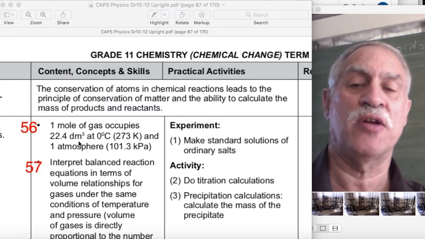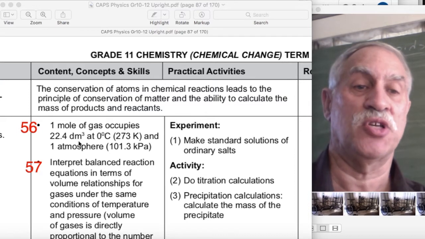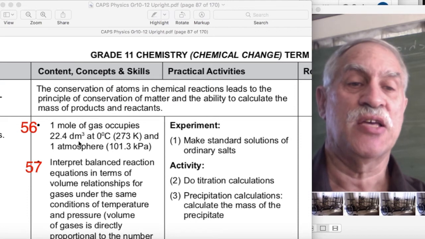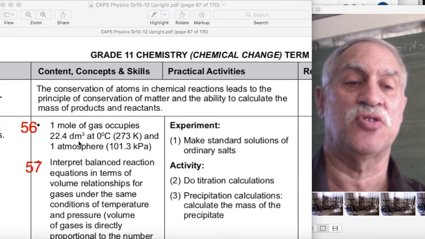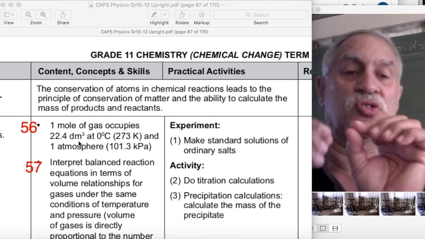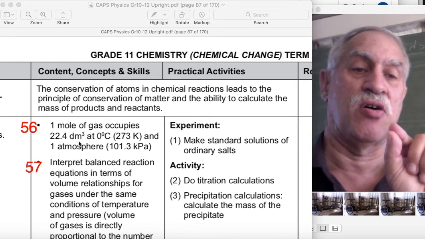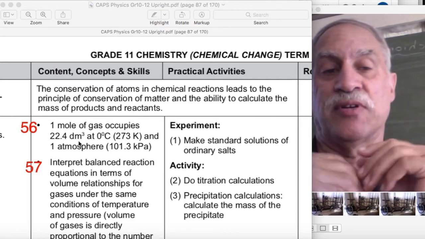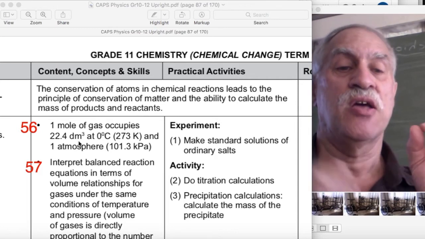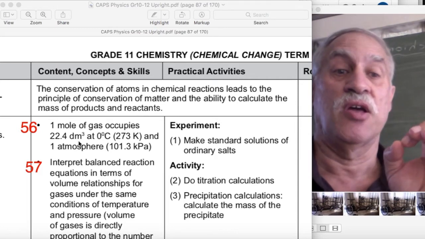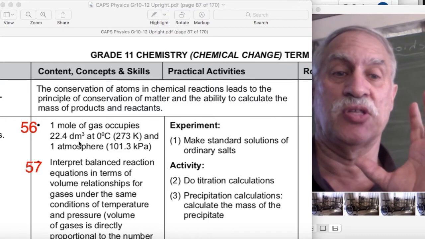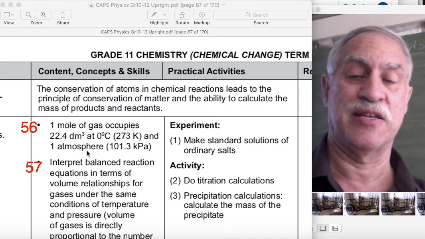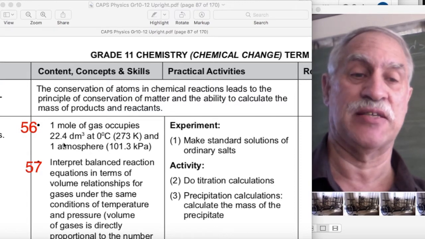And 1 mole of gas, and what is a mole of gas? To recap, it is 6,02 times 10 to the 23 little particles of whatever gas there are. Could be hydrogen, could be oxygen, could be neon or nitrogen, doesn't matter. If you have 1 mole of those, miraculously, they all occupy 22,4 decimeters cubed. Now, a decimeter cubed is the same as a liter.